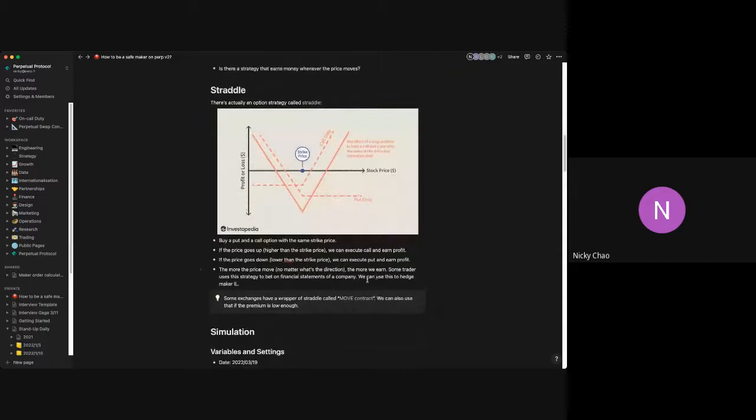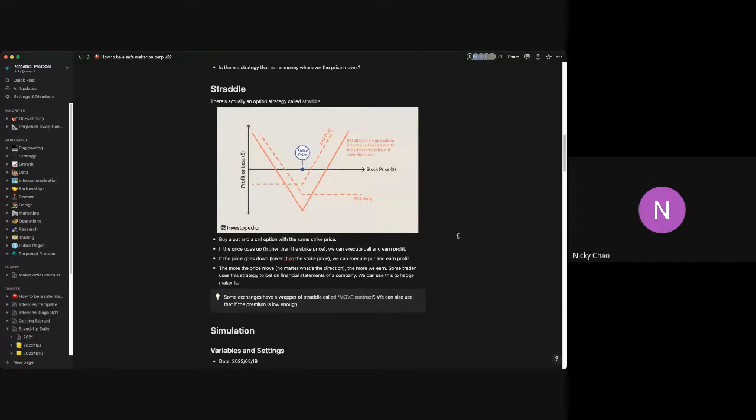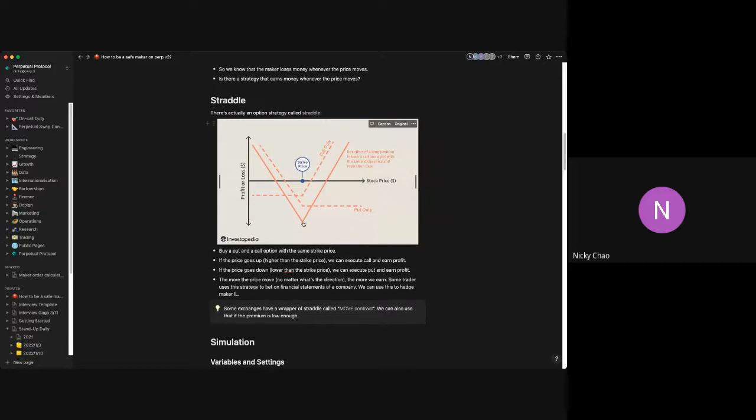Okay, so this strategy, I think it's used a lot in traditional finance because some experienced traders might use this strategy to bet on the financial statement of a company. Because when a company delivers their financial statements, you might not know which way the price will move. You just know the volatility might be very large. So you can use this strategy to get some profit.